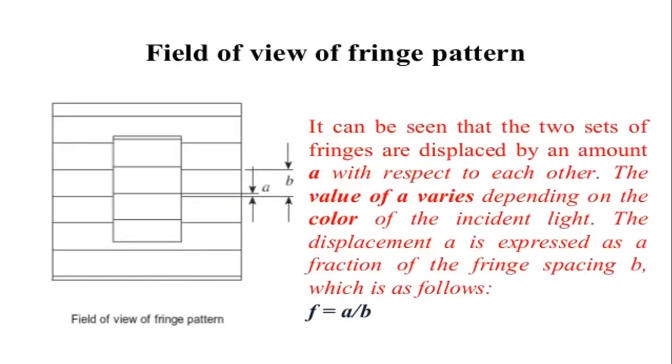And next we are going to see the field of view of the fringe pattern. So what kind of deviations come in these fringes? What is the difference of the pattern in the flat surfaces as well as the non-flat surfaces, that is the unparallel surfaces?